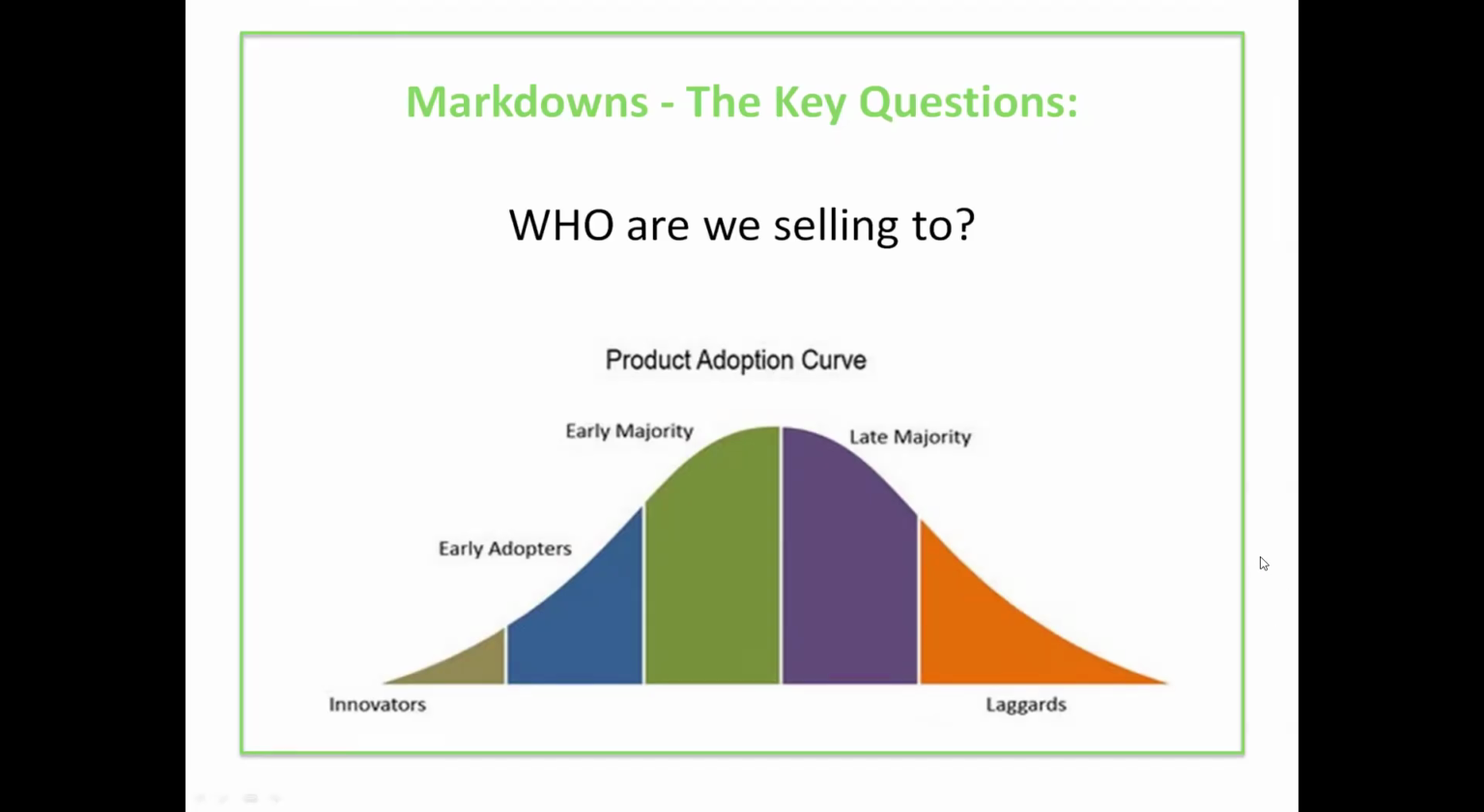But the whole point here to understand is that it doesn't matter what product we are selling, when we're selling sale stuff, it's going to be that late majority and the laggards. Okay. So who are we selling to? That's key question number one.